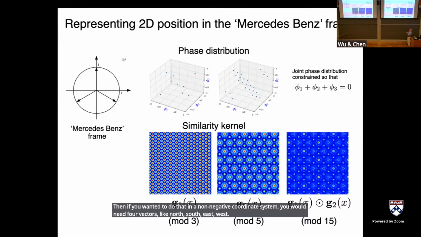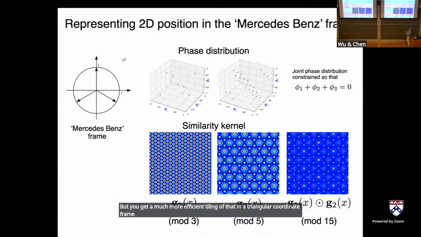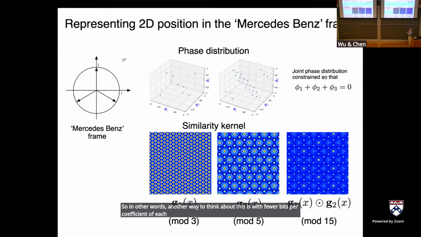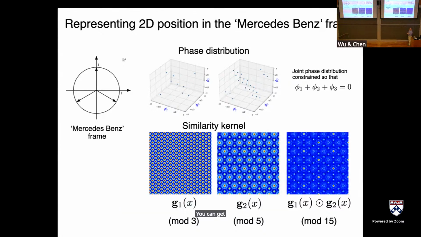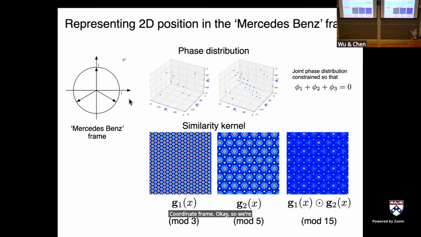But you get a much more efficient tiling in a triangular coordinate frame using 3 vectors, also called the Mercedes-Benz frame. In other words, with fewer bits per coefficient of each of these vectors, you can get a much more accurate representation of space than using the traditional Cartesian north, south, east, west coordinate frame.